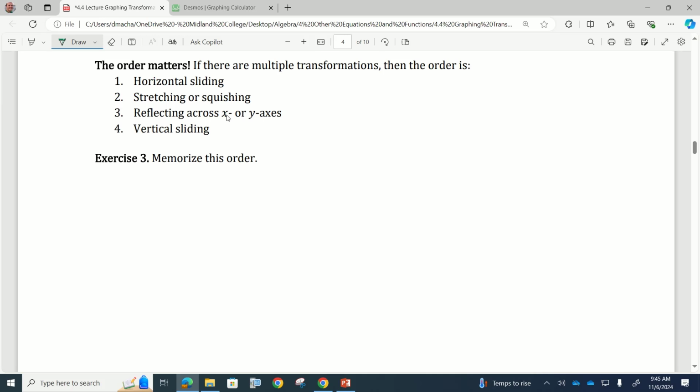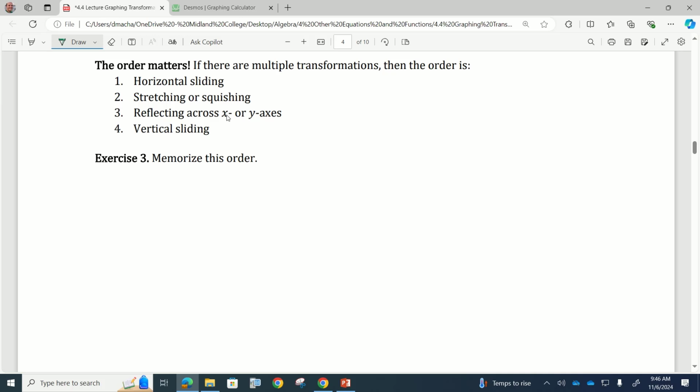The next thing I'll say is that the order does matter, because we're going to work some problems here in a second where you'll have 2 transformations or 3 transformations. And if I've got a parent function and I want to move it to the right, and then stretch it in the horizontal direction, and then reflect it across the x-axis, and then reflect it across the y-axis, and then squish it in the vertical direction, and then move it down, then it matters the order in which I consider those transformations. And this is the order.